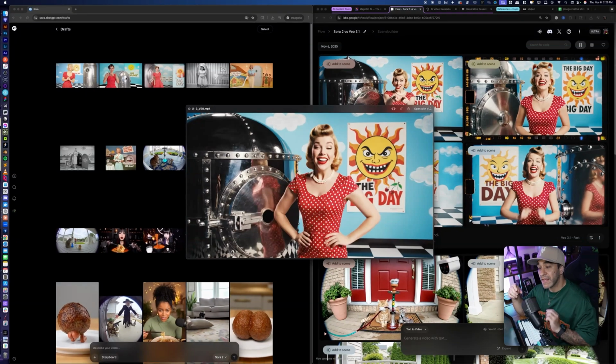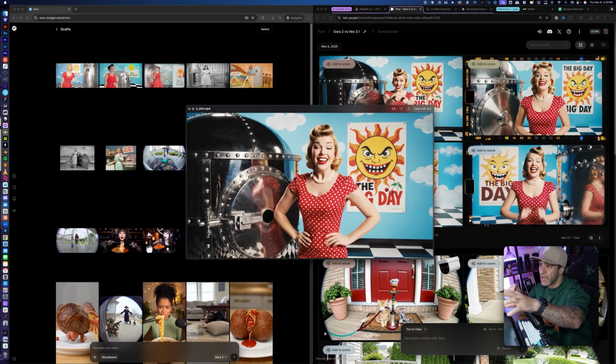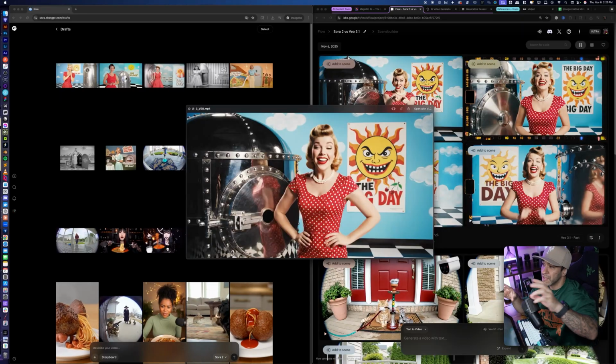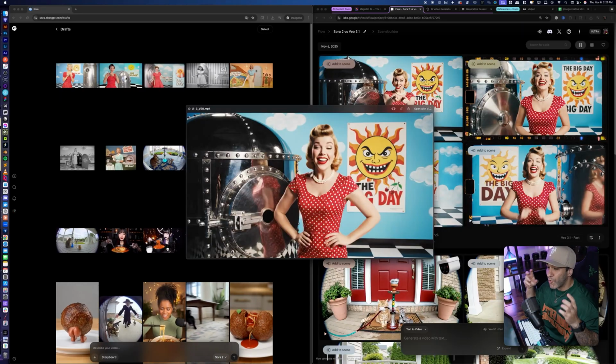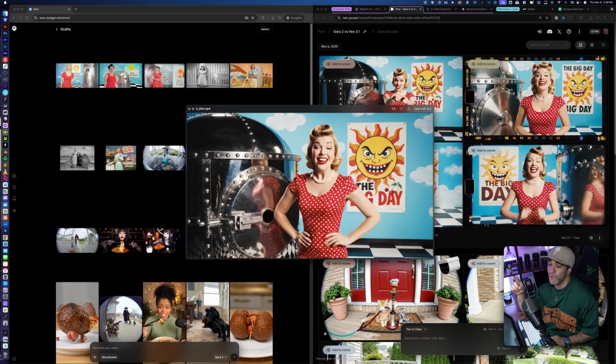Especially if we're looking at the music and the ambiance and the way it drew the sun in like that old style, it's all so kind of dystopian feeling. I really dig this. So I'm going to give Veo a point on that one.